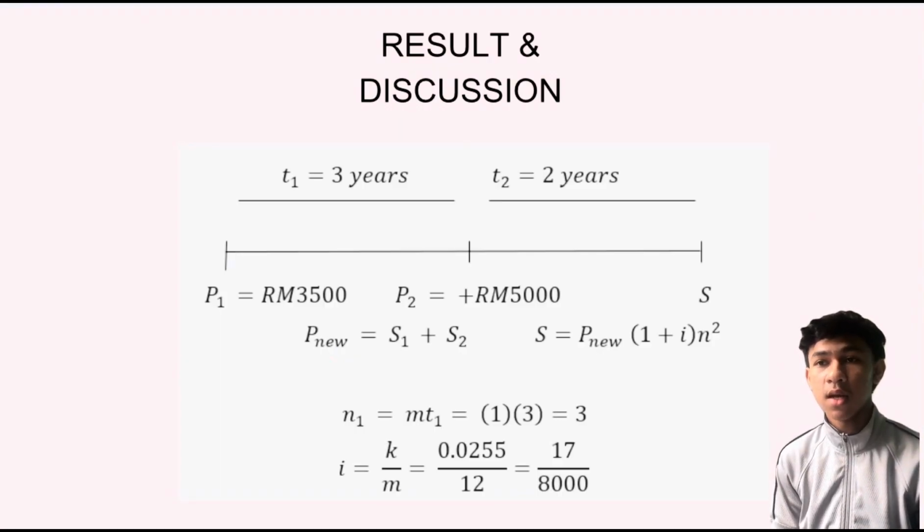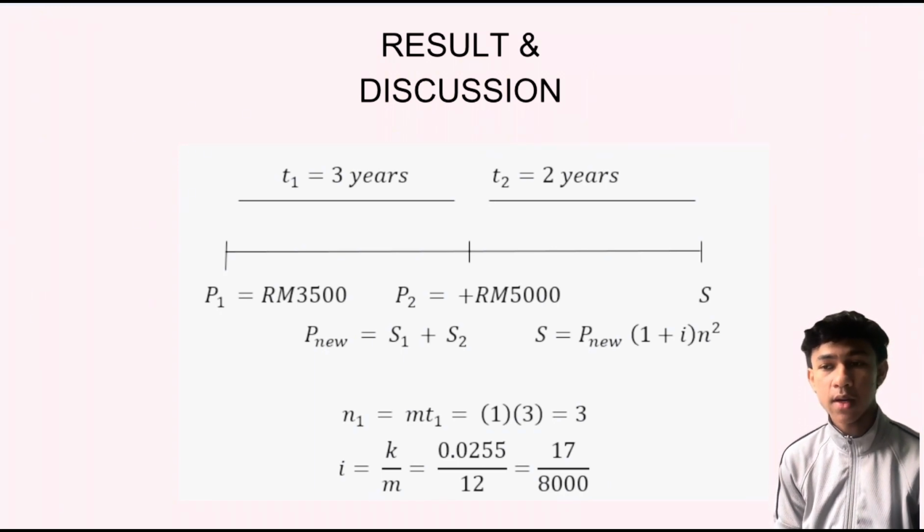This is the result and discussion. T1 is 3 years, T2 is 2 years, so 5 years in total. P1 is RM3,500, P2 is RM5,000. P new equals S1 plus P2. S equals P new times (1 plus I) to the power of N2. N1 equals M times T1, which is 12 times 3. Formula I is K over M, equal to 70 over 8,000.